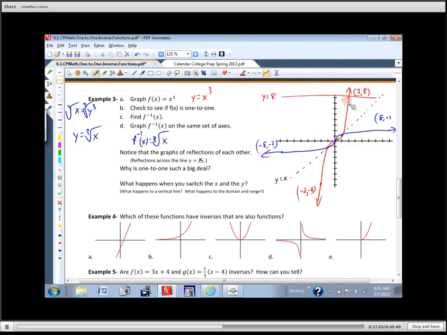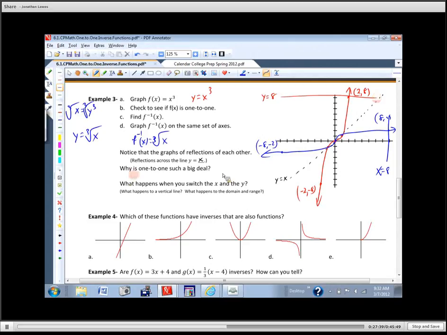If I take, and I'm switching the x's and y's, if I switch this for an x equal 8, so that would be this one right here, that would be a vertical line at x equals 8. So if this one passes the horizontal line test, its inverse will pass the vertical line test. And that's why 1 to 1 is a big deal. Because if you've got a 1 to 1 function, its inverse will also be a function. Okay? Its inverse will also be a 1 to 1 function, or a function.